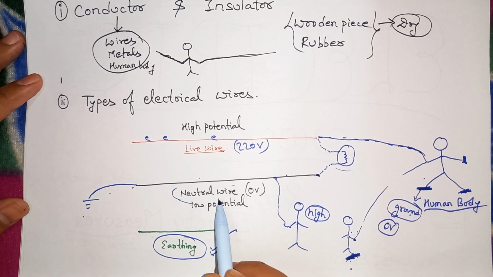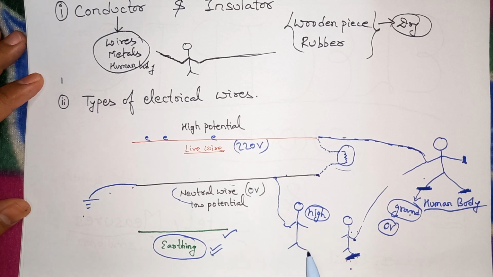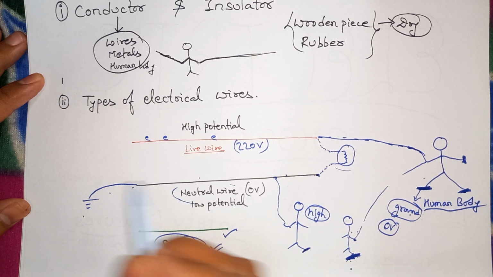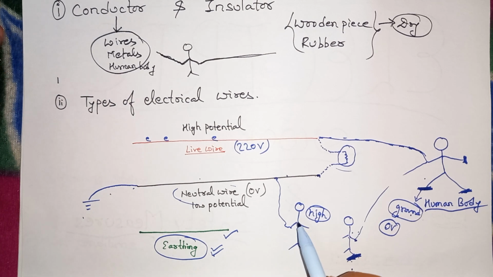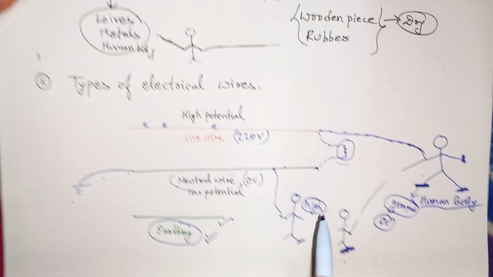Even if a human being touches a neutral wire with a bare foot without any insulator, he or she does not get an electric shock, because the human body tries to oppose the flow of electrons. So electrons flow through this wire, and never flow to the human body. This is the thing to be known.